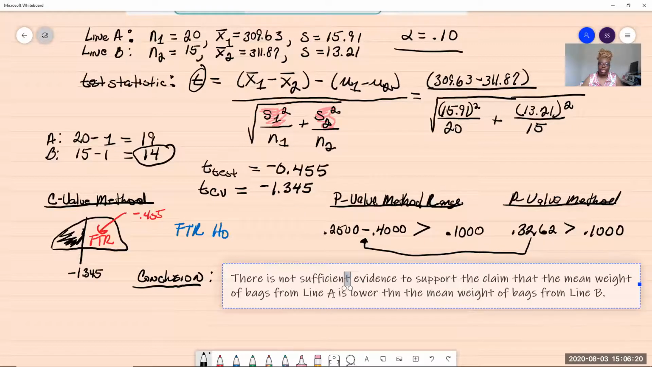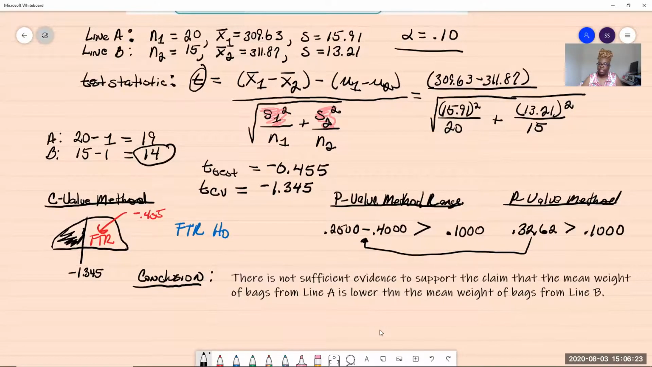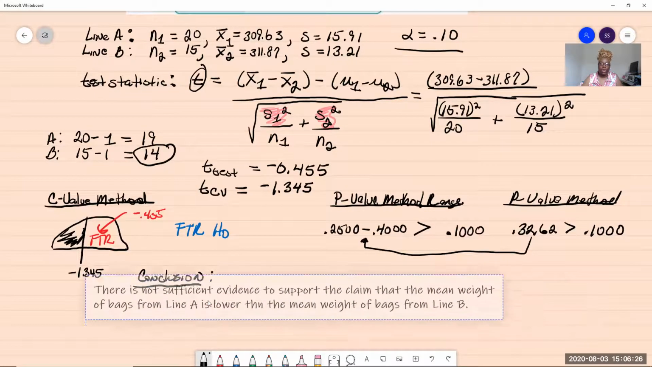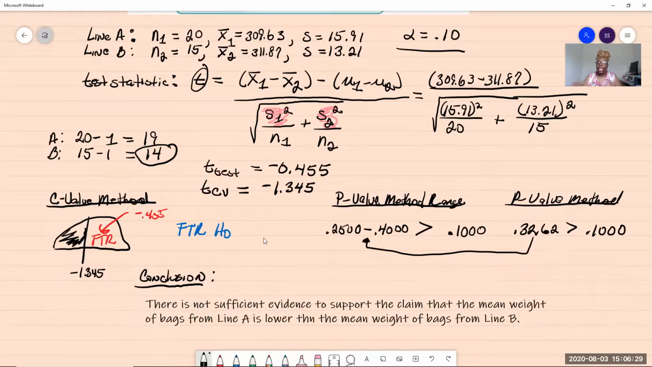That is the conclusion that the statistician takes to the person who asked them, hey, can you check out our machines and tell me if they're different? For this one, we tell them there is not sufficient evidence. We don't have a conclusion. We don't really know with this amount of data if there's a difference. There could be a difference, there could not be a difference. We currently don't know. And that's what we need to state to them after we do all our statistical work to figure out what's going on.